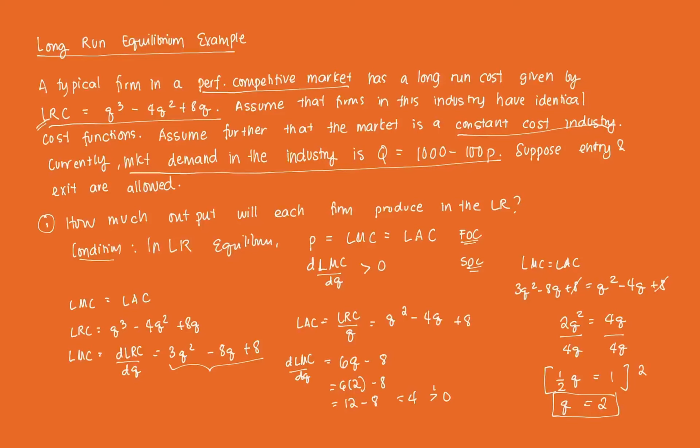And that condition is satisfied because remember our SOC requires that the derivative of long-run marginal cost with respect to Q should be greater than 0. Therefore, both the SOC and the FOC have been satisfied. And to answer the question, each firm will produce 2 units in the long run. So that's for each firm. So let's move on to the next question.